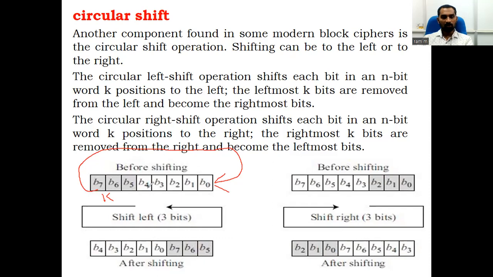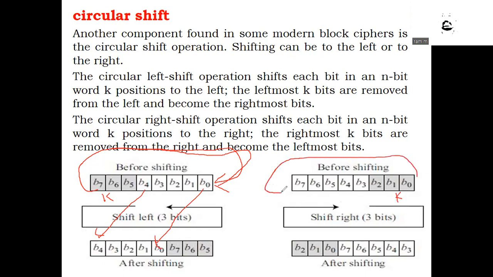So B4 comes here. In circular left shift, the bits come and sit in the back side. If it is right shift, this data will be moved to this side, and these bits will come and sit in the other side. So these bits are moved to the right by 3 positions, and this data has come and sits on the right side. This is what circular shift left and circular shift right will do.